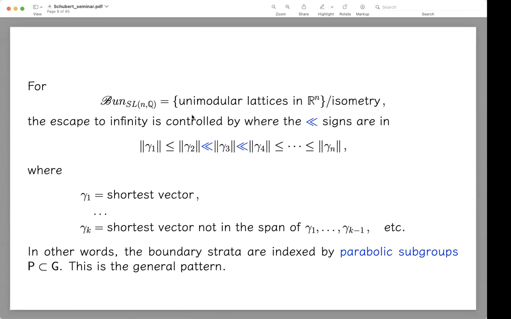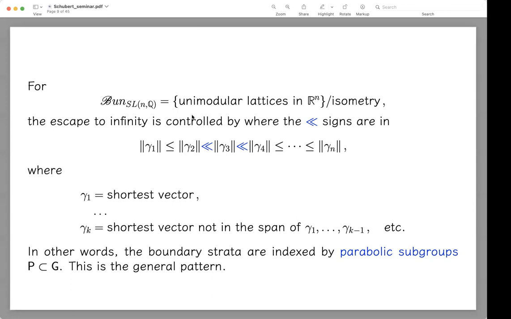For instance, I can have two vectors which are much, much shorter than the third one, not in their span. So this is to say I'd like to choose in my sequence of vectors where in principle they all have less-or-equal signs. Some of these less-or-equal signs I have to switch to strict less signs, and this is equivalent to the data of a parabolic subgroup in SLn, and that's a general pattern.